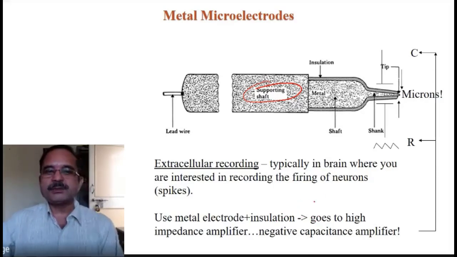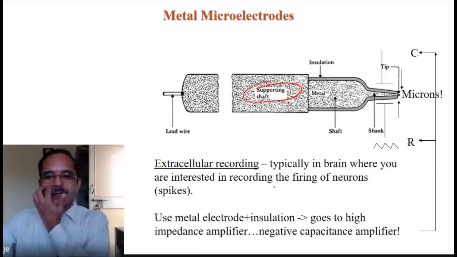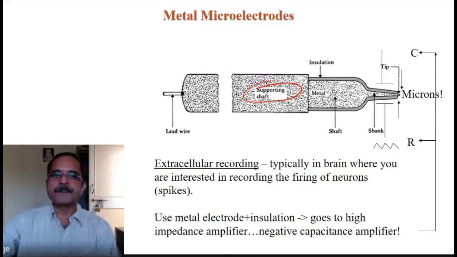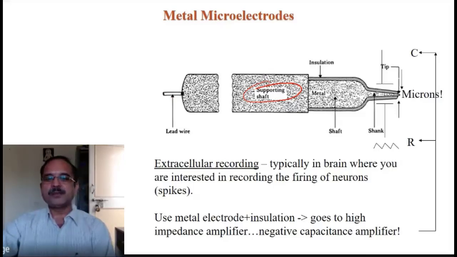We use electrodes here, and there is some insulation, and the output of this metal microelectrode goes to a high impedance amplifier with negative capacitance amplifier. The outputs of these microelectrodes are connected to those types of amplifiers, and particularly these are used for measurement of very small signals, typically from the brain, the firing of the neurons.